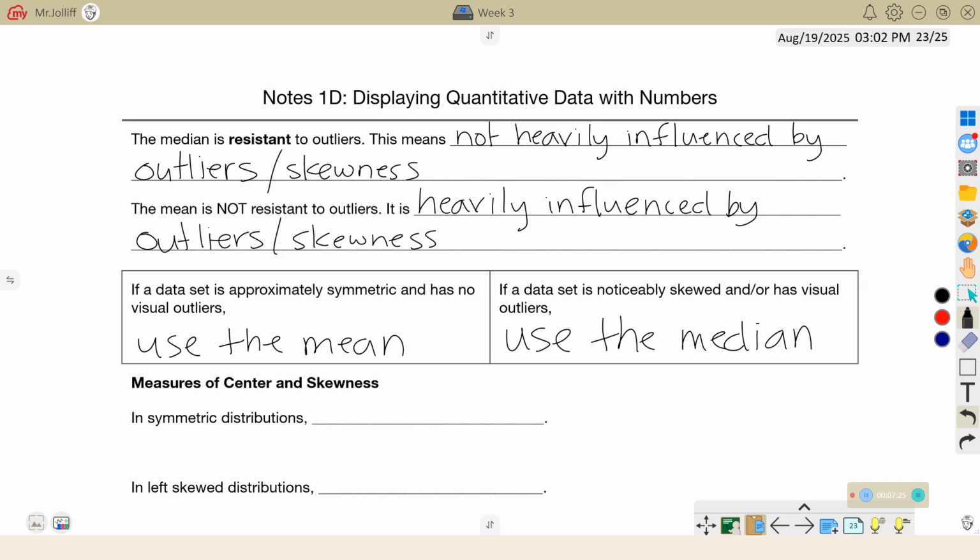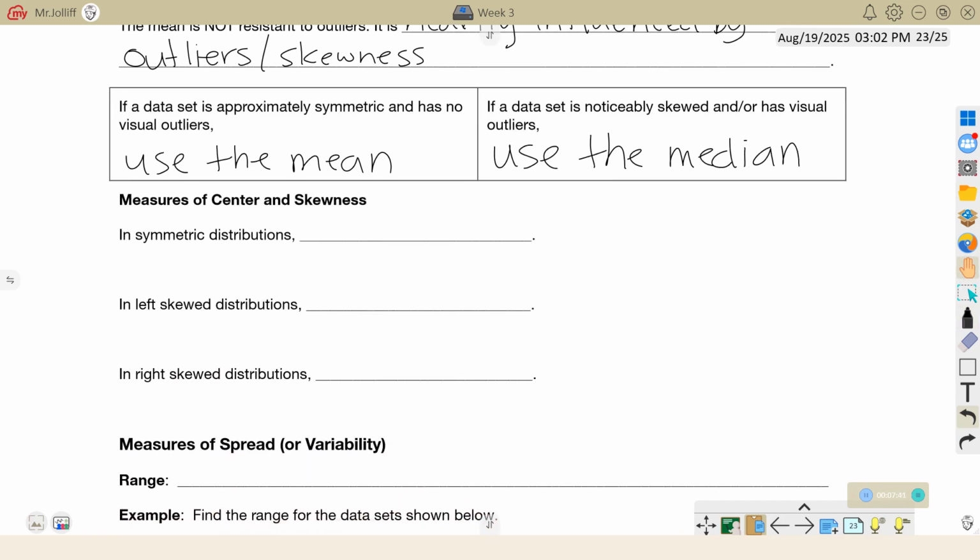Okay, so we're going to compare really quick where the mean and median sit for different shapes of graphs, because that is a popular question on the multiple choice portion of your test. And then we'll move on. So for all of these, we're comparing the mean to the median. The question is, how do they relate?